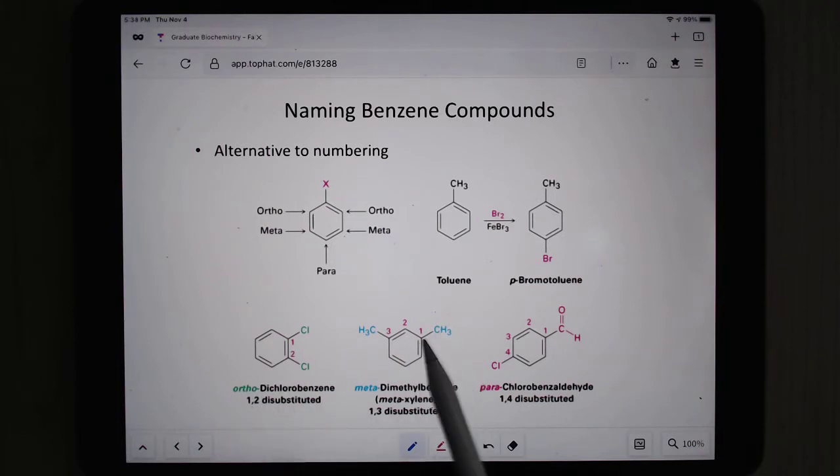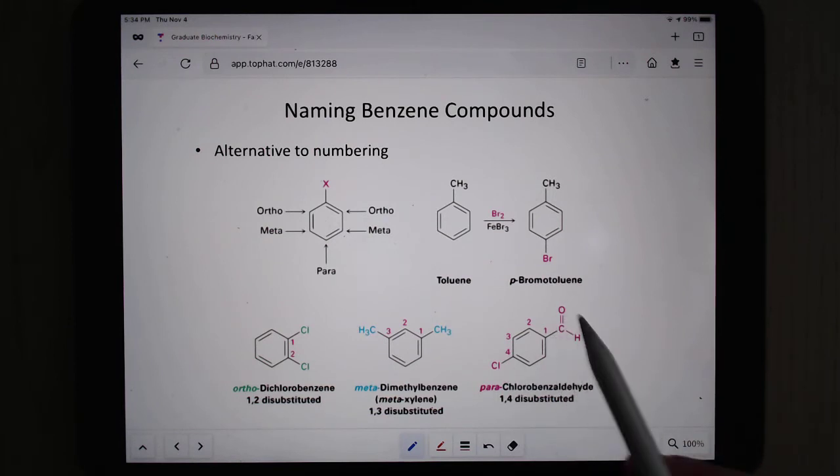If we take this methyl group to be the base, and the other methyl group is two away, with that 1, 2, 3, two away, this would be a meta configuration. Two methyls on a benzene is called a xylene. This is considered metaxylene. And for para, this is the reference point here from the base structure for the benzaldehyde. Since the chlorine is across from it, this is the para configuration here.